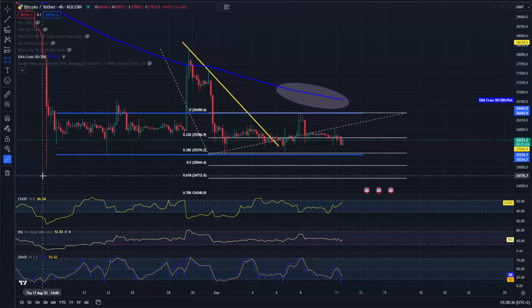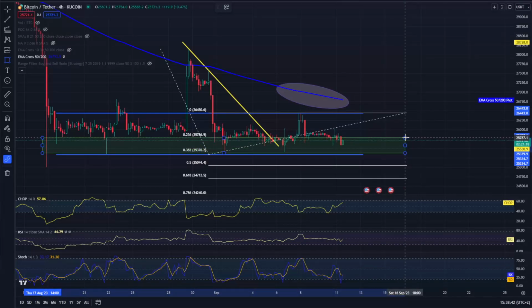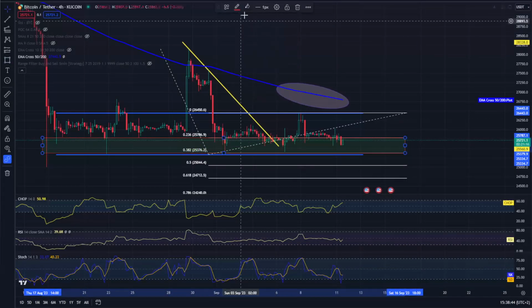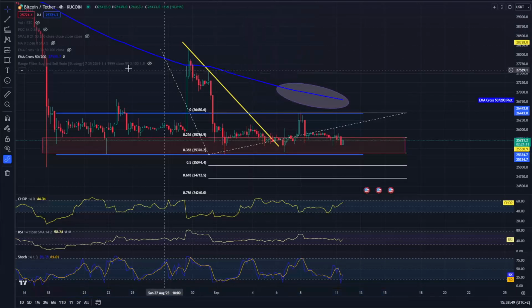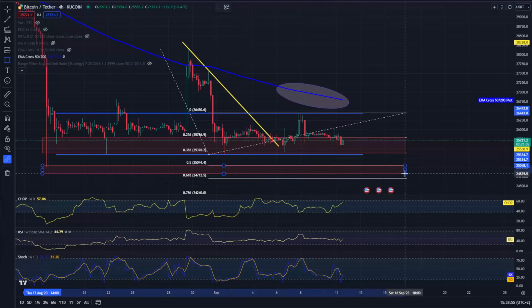And here, first of all, it is worth marking the support zone from $25,787 to $25,379, where the price currently holds, but when we fall below this zone, we may see a drop to the area around the second zone from $25,048 to $24,708.